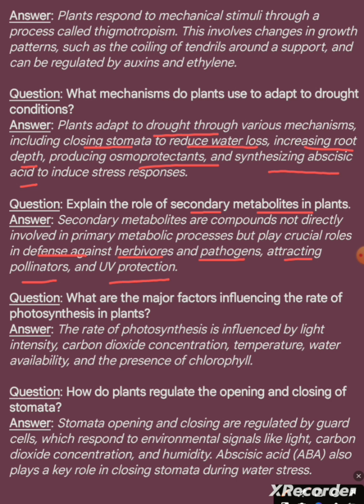Next question. What are the major factors influencing the rate of photosynthesis in plants? Answer. The rate of photosynthesis is influenced by light intensity, carbon dioxide concentration, temperature, water availability, and the presence of chlorophyll.